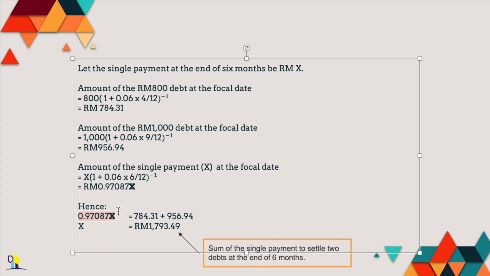So with this equation here, we take 784.31 plus 956.94 divided by 0.97087, we get X equals 1,793 ringgit and 49 cents, and that is the sum of the single payment to settle two debts at the end of 6 months. And that is how you can use equation of value to solve your problems and your loan understanding when it comes to business mathematics and how to use these concepts. It can be very useful at times when you have multiple debts to take care of and you're only going to make 1 or 2 payments.